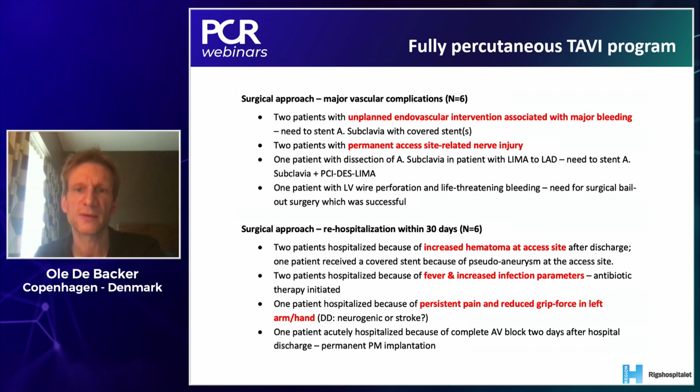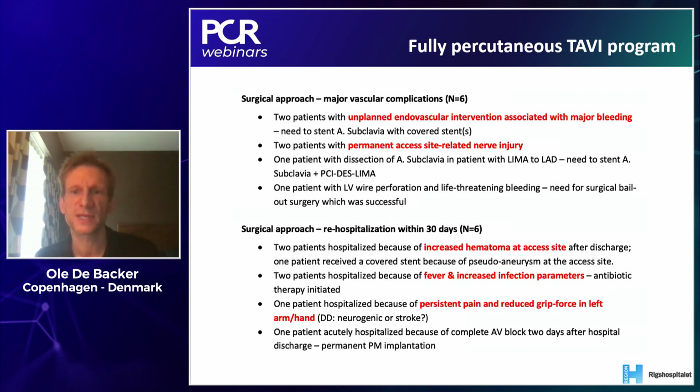First of all, unplanned endovascular intervention was still needed in 2 cases with, of course, major bleeding. Also, permanent access site-related nerve injury. We never saw this after percutaneous approach. And also, what brought these patients back after surgically assisted transsubclavian access? Why did they get rehospitalized?